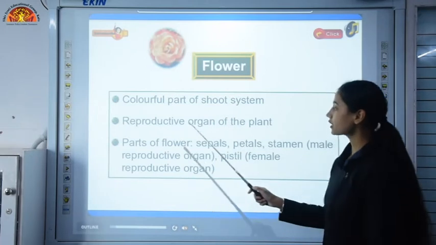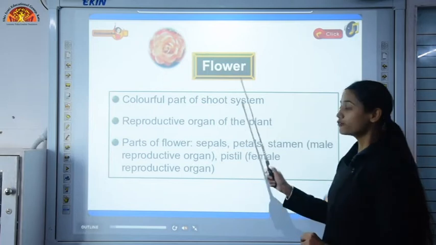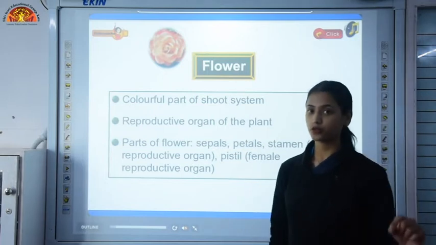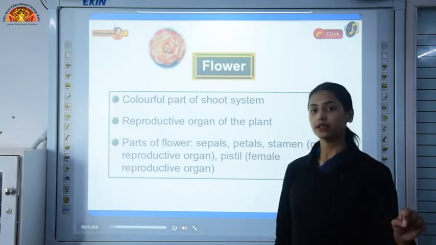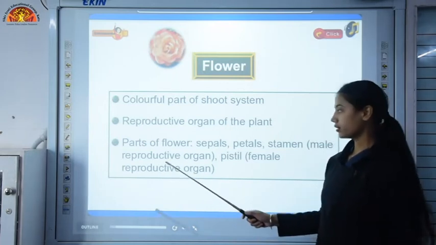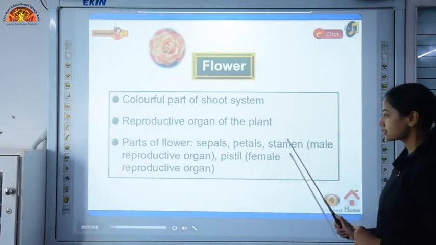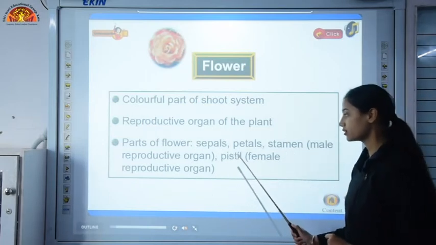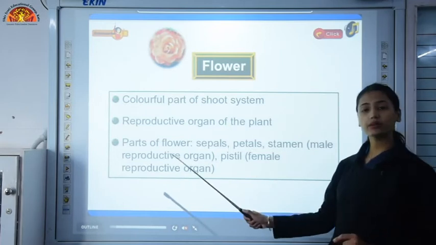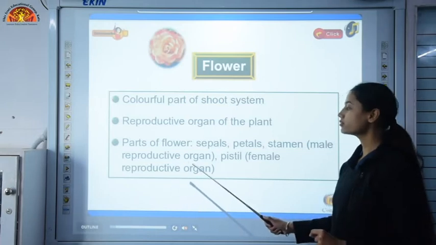Then it is the reproductive organ of the plant. Yes, this is the most important point. Flower is a reproductive part of a plant because it helps during reproduction. Now, we will discuss the parts of a flower. There are 4 parts: sepals, petals, stamen and pistil. Now, stamen is the male reproductive organ and pistil is the female reproductive organ.